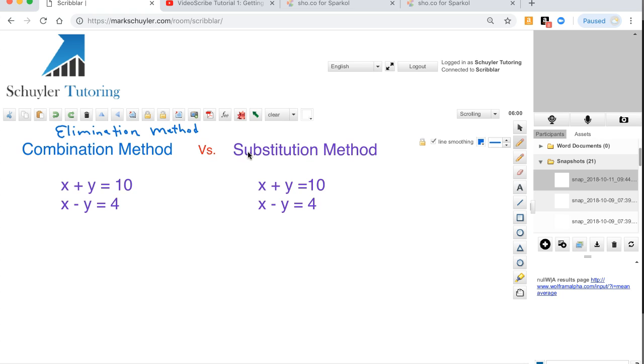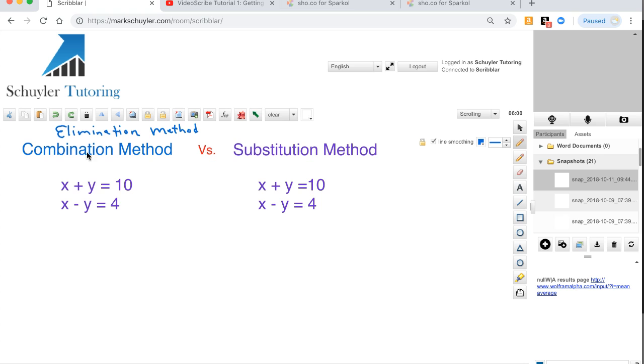The other method is known as the substitution method. It's important to know how to solve a system by both methods, not just one. If you only know one, there are some problems where you would probably just stick with your one method, that's the only method you know, and it would take a long time. But if you had known the other method, you could have made short work of the system.